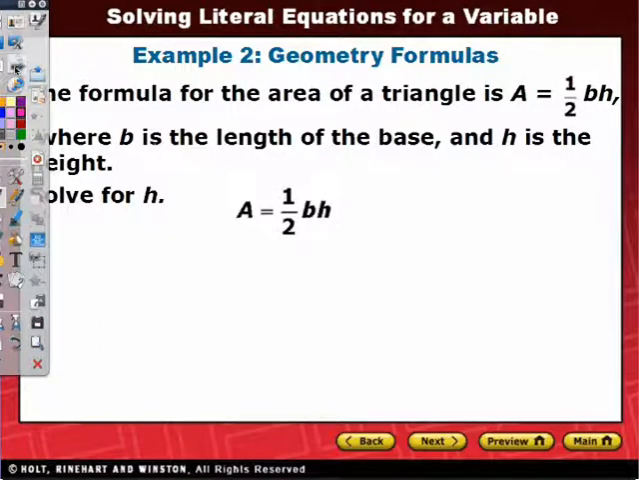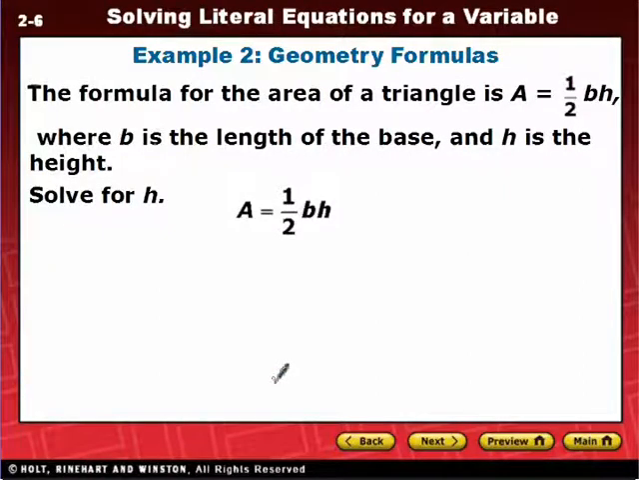We're going to move on to a geometry example, which also goes in the box at the bottom of page 28. We're now looking at the formula for the area of a triangle, 1/2 base times height. B is the length of the base, and h is the height, and we're going to solve for h. So I'm going to circle it, and I'm going to think about what happened to that h.